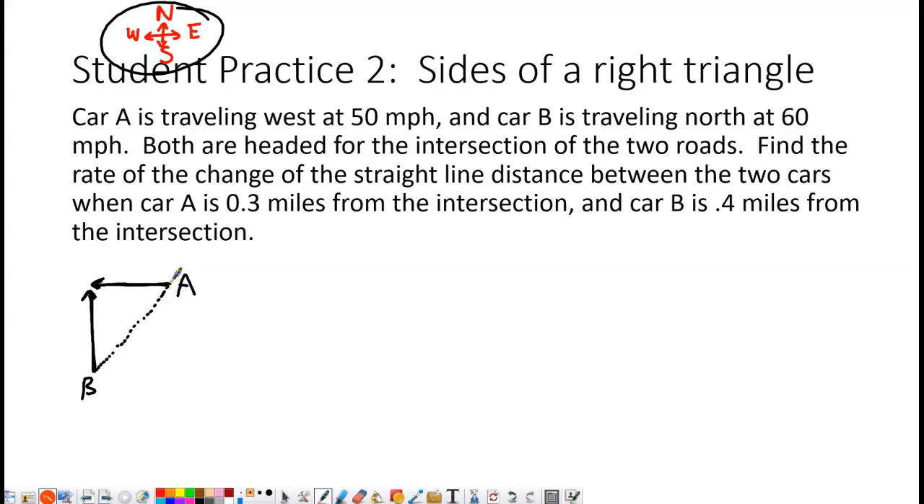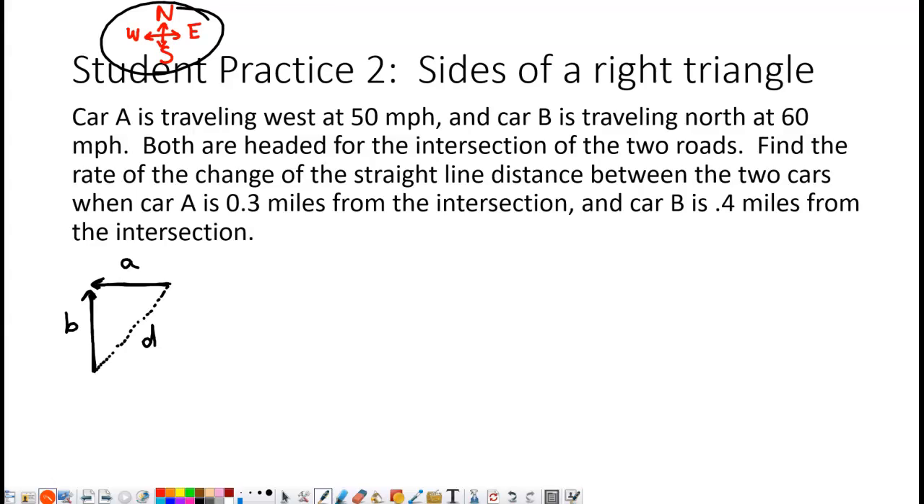Okay. Now, I'm going to put the A up here to represent car A, and I'm going to put the B right here to represent car B. And I'm going to put D here to represent the distance between those two cars. Now, on this problem, all three of these values are constantly changing. A is decreasing, B is decreasing, and D is decreasing. And we don't have any numbers on this one, so that is one difference.